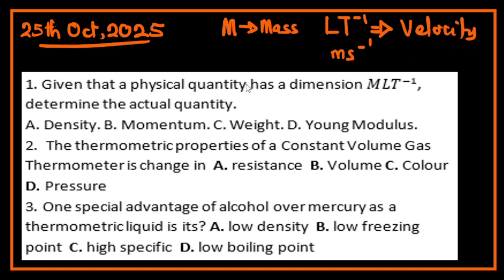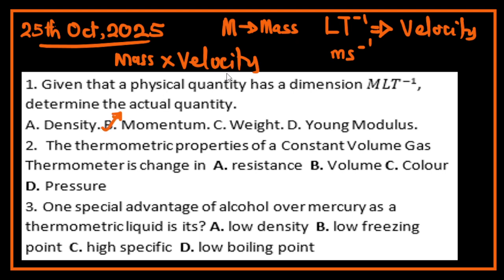So what's that quantity that is equal to mass times velocity? Somebody should answer that. Which quantity is mass times velocity? Momentum. That's correct. So momentum is the answer to that problem. So we choose option B.